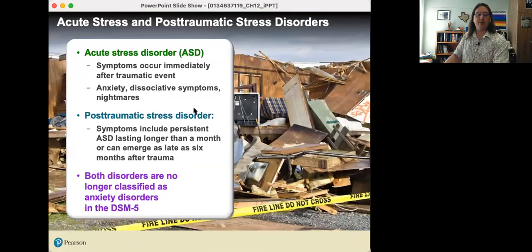Acute stress and post-traumatic stress disorder, or PTSD. Acute stress disorder symptoms often occur immediately after a traumatic event.